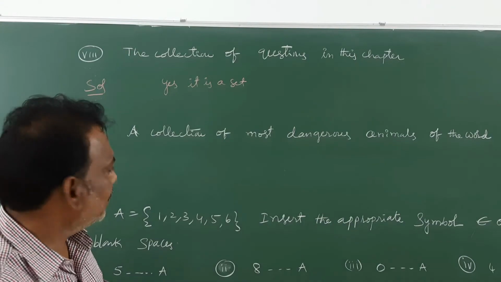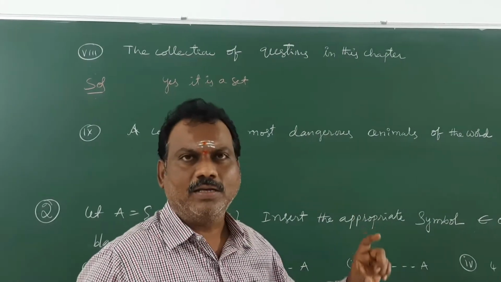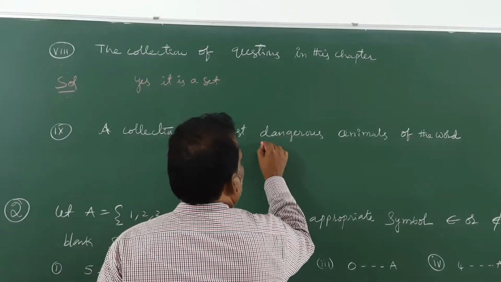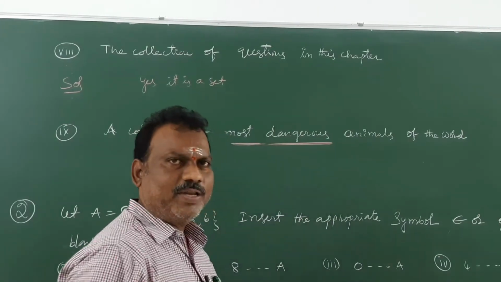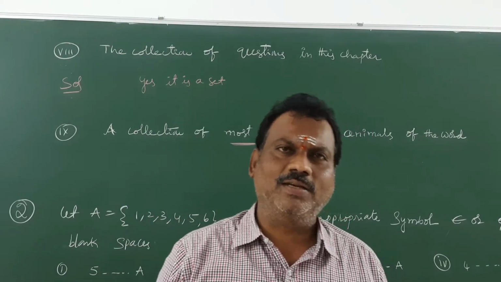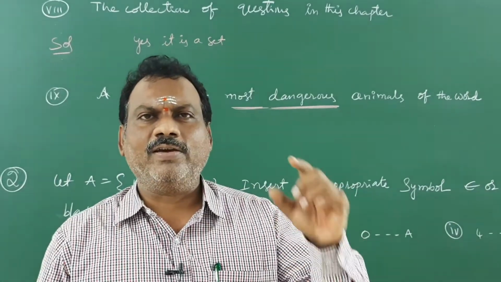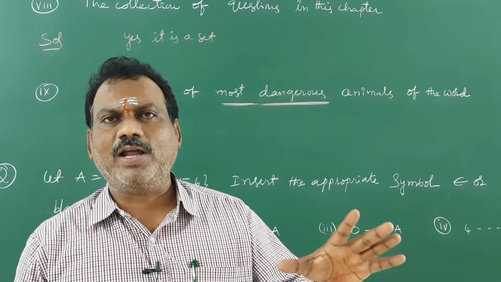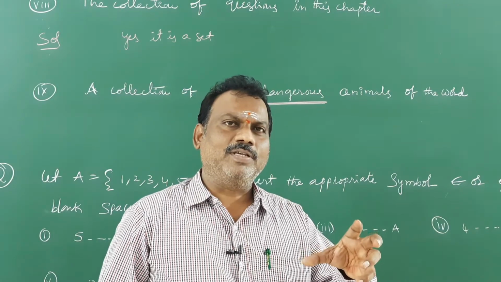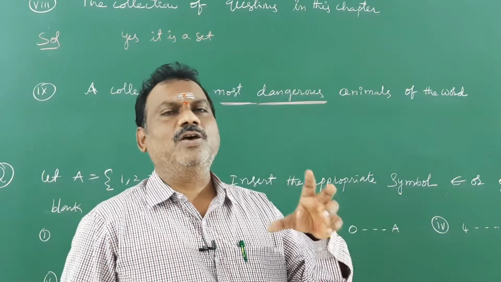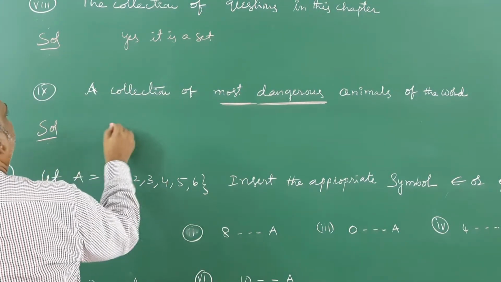The next question you can see, students, a collection of most dangerous animals of the world. They used the word most dangerous. So this is not well defined. Dangerous means on what basis they told it is dangerous. So that criteria is not well defined. That's why it is not a well defined word, so it is not a set. So you remember always dangerous. I told a few words, may not repeat again and again. Such kind of specified cases they will ask, those are not well defined, so it is not a set. So you can write the answer, it is not a set.